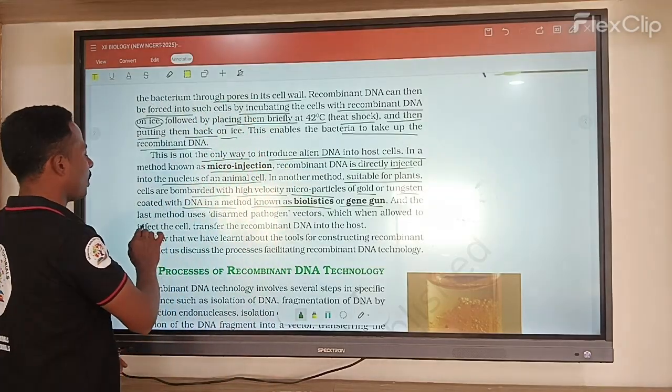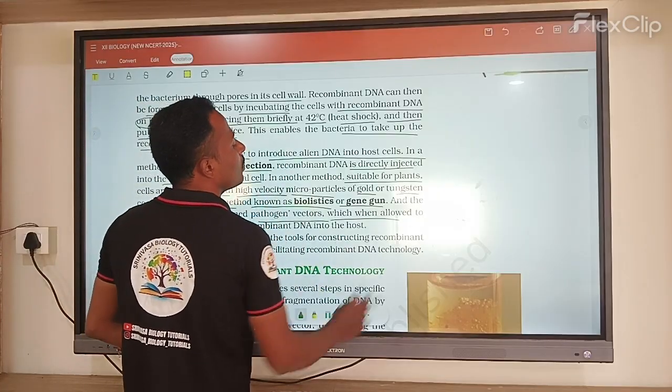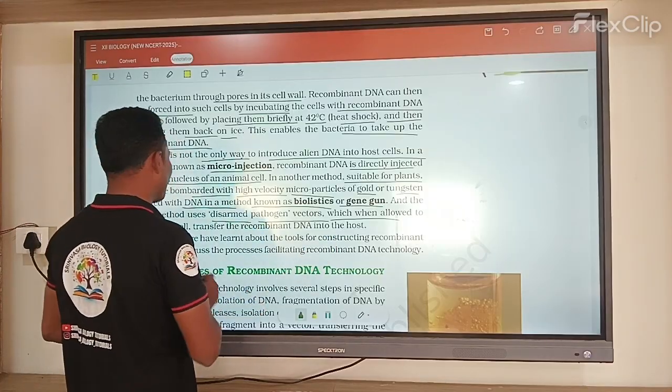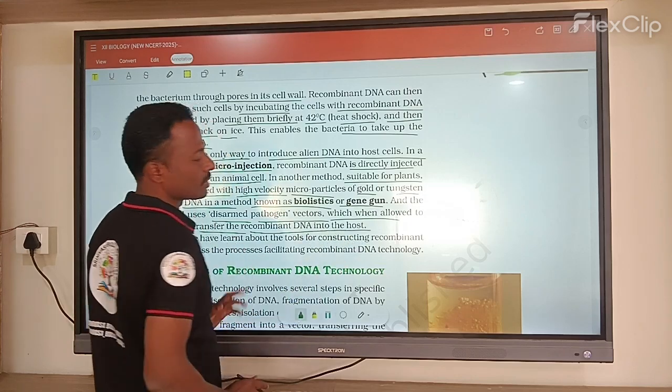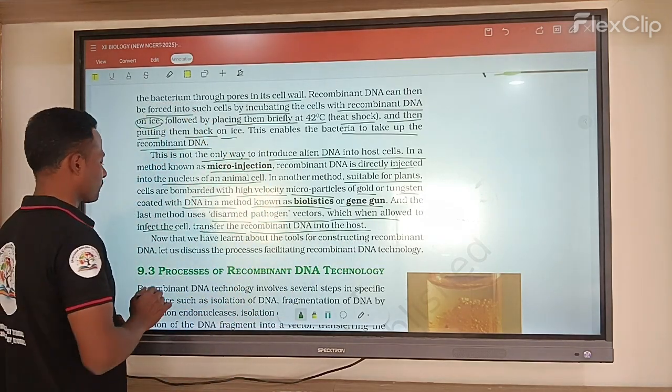The last method uses disarmed pathogen vectors, which, when allowed to infect the cell, transfer the recombinant DNA into the host cell. This is the last method.